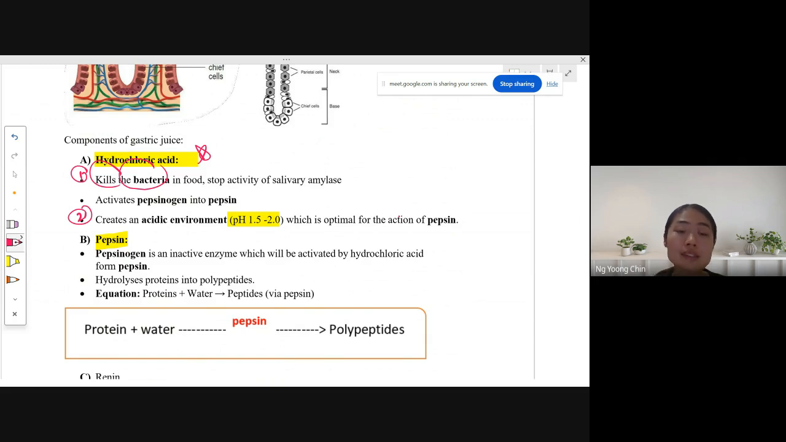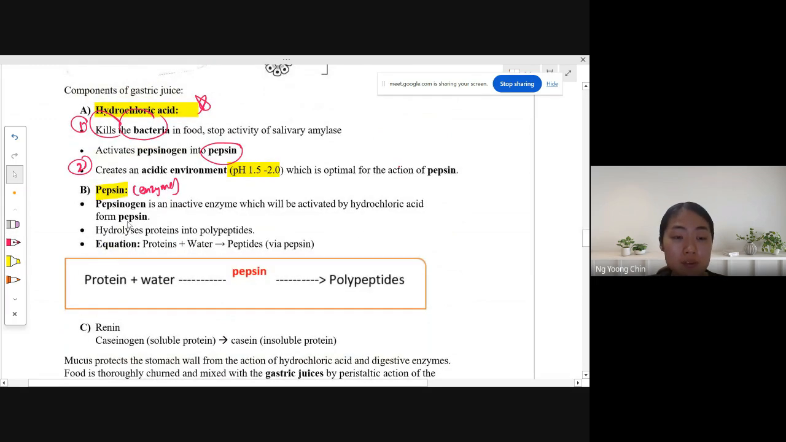Pepsinogen is what we call the precursor of the pepsin. It means pepsinogen cannot function, but it needs to be converted to become pepsin. Only then can it function to carry out protein digestion. So, what is the function of pepsin? Pepsin is an enzyme. This enzyme helps to break down proteins into polypeptides.